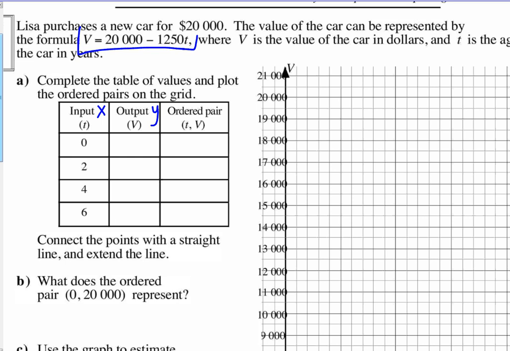So with that being said, let's graph. Okay, plug these in. So with 0 here, you're going to type in your calculator 20,000 minus 1,250 times 0. What would that equal? 1,250 times 0 is 0. What's 20,000 minus 0? 20,000. So, your first point, 0 and 20,000.